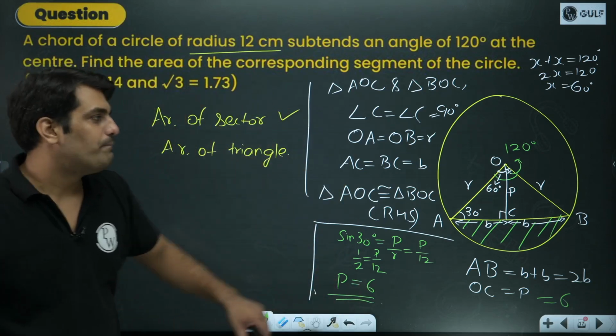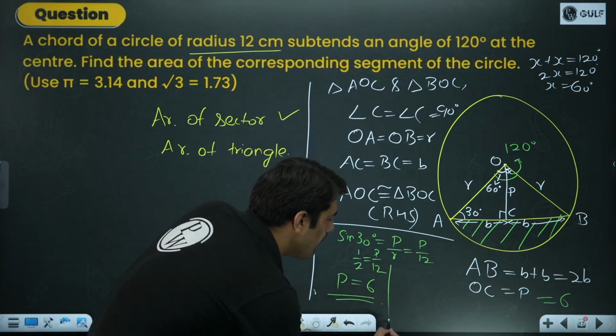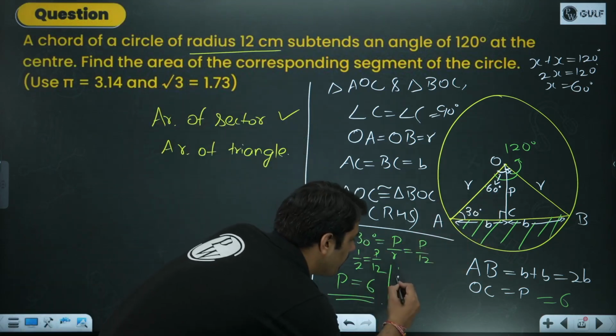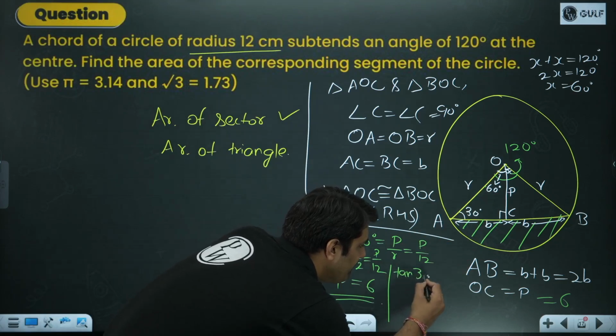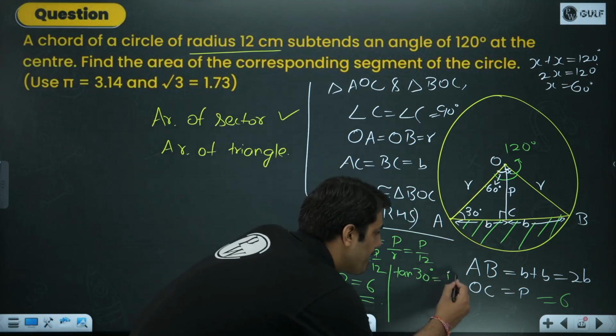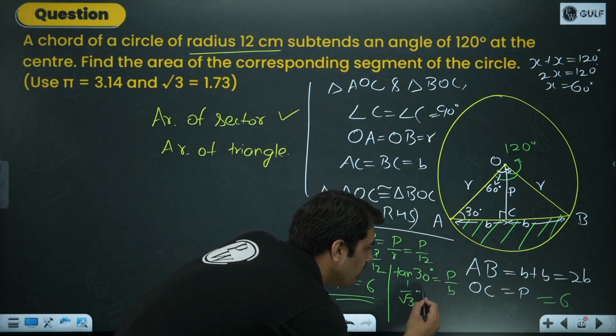Now coming back again to this particular triangle, trigonometry. I know that perpendicular by base is tan. So tan 30 degree will be perpendicular by base, P by B. I know the value of tan 30 degree is 1 upon root 3. I know the value of P, I have already calculated: 6 by B.